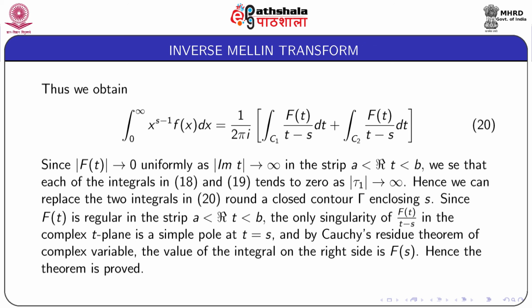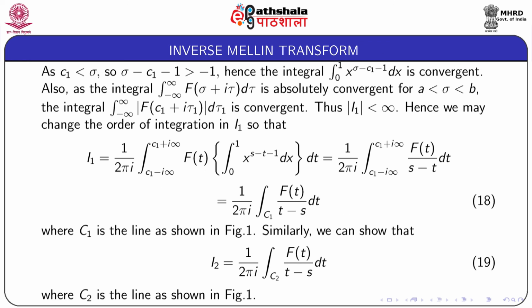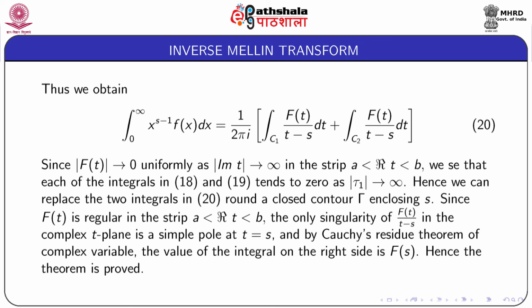Since capital Ft tends to 0 uniformly as imaginary part of t tends to infinity in the strip a less than real part of t less than b, we see that each of the integrals in 18 and 19, these two integrals, tend to 0 as mod tau 1 tends to infinity. Mod tau 1 is the imaginary part of t. Hence, we can replace the two integrals in 20 by an integral round a closed contour gamma enclosing s, that is this closed contour.